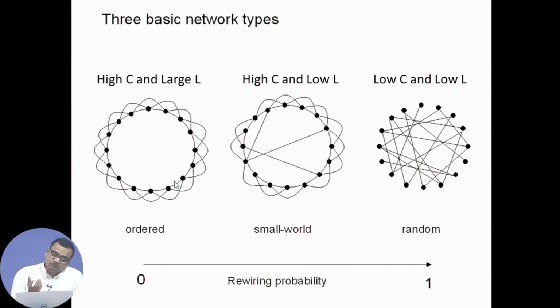This very ordered network, by construction, has a very high clustering, but its characteristic path length is also very high. Suppose, for whatever reason, information has to go from here to there. It has to go from there, then jump from here, then jump from here. So it's quite a few nodes it has to traverse. Locally, it is very clustered, so that's why you get a high clustering coefficient, but its path length would be quite large.